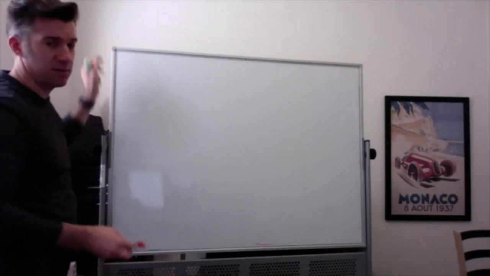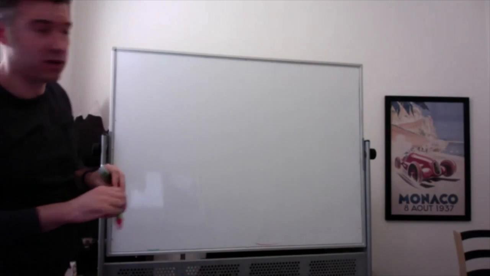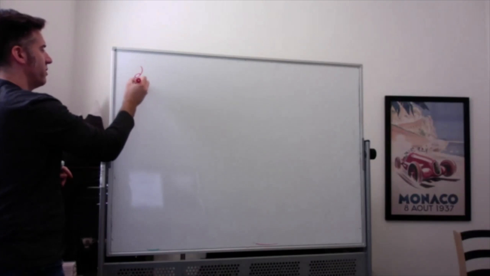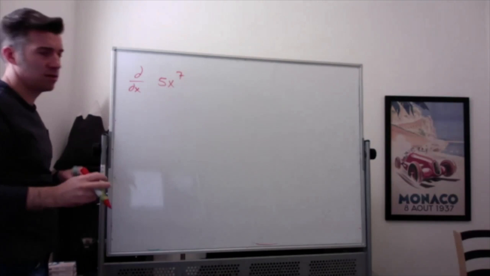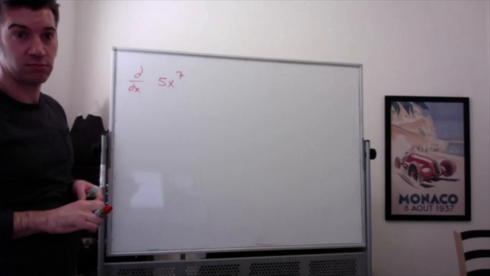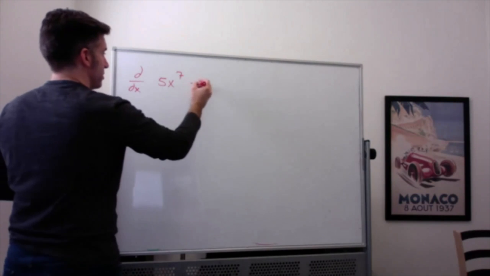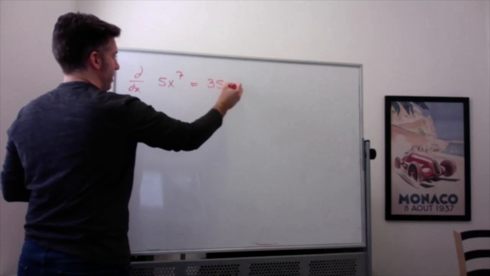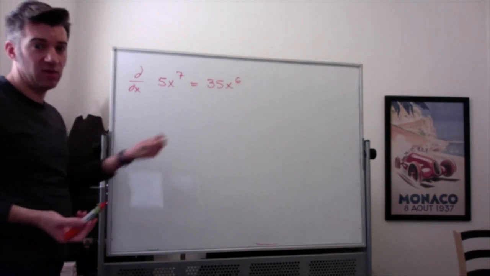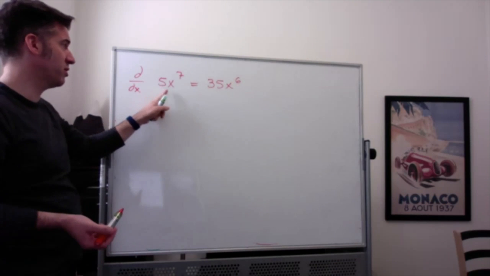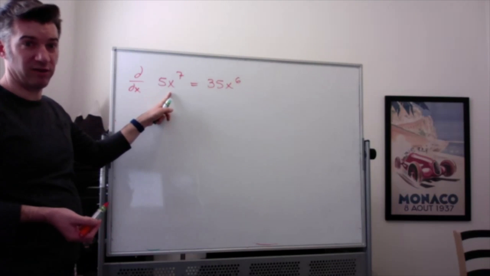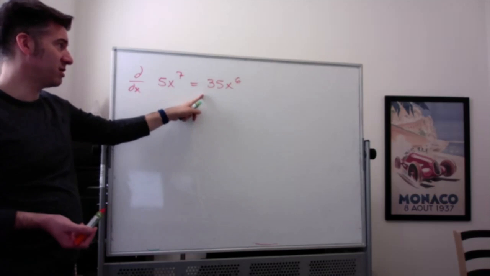Well, in fact, actually, let me do a different example before I get there. So what's the derivative of 5x to the 7th? We're going to get 35x to the 6th. Now, I'm using a rule that we haven't even talked about, which is that when you have a constant multiple of a function and you take the derivative of that, you get the constant multiple times the derivative.